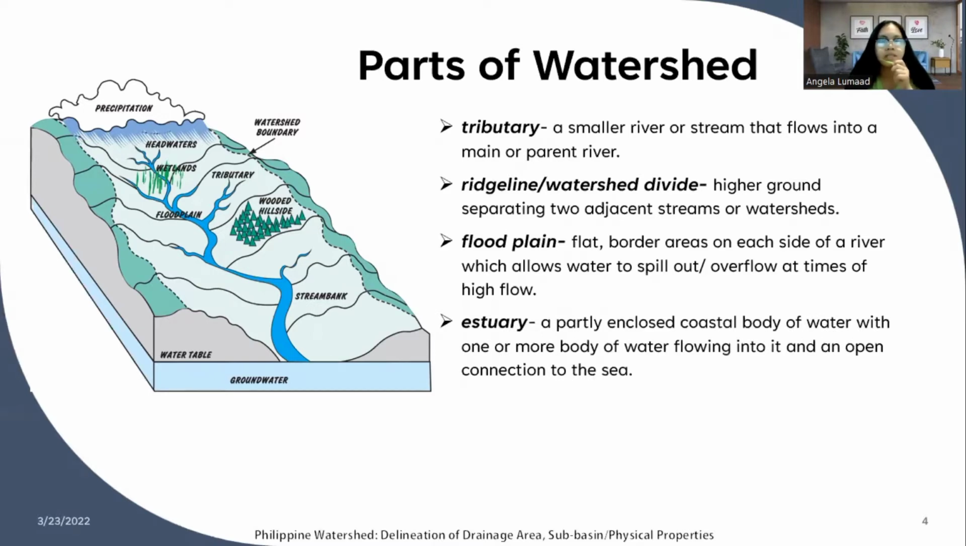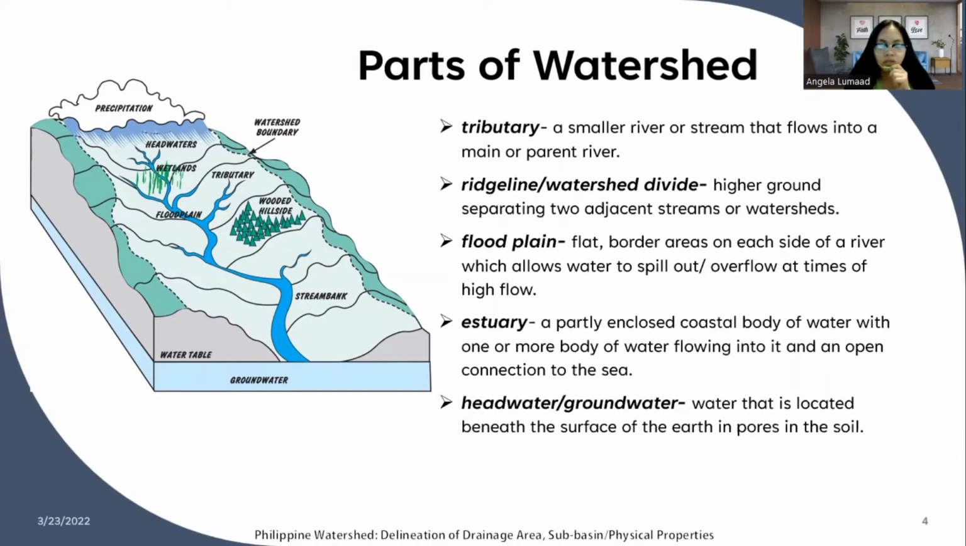Estuary is a partly enclosed coastal body of water with one or more bodies of water flowing into it and an open connection to the sea. That's where the tide meets the stream. Headwater or groundwater is the water that is located beneath the surface of the earth and pours in the soil. A perfect example of groundwater is the water that comes from the well.